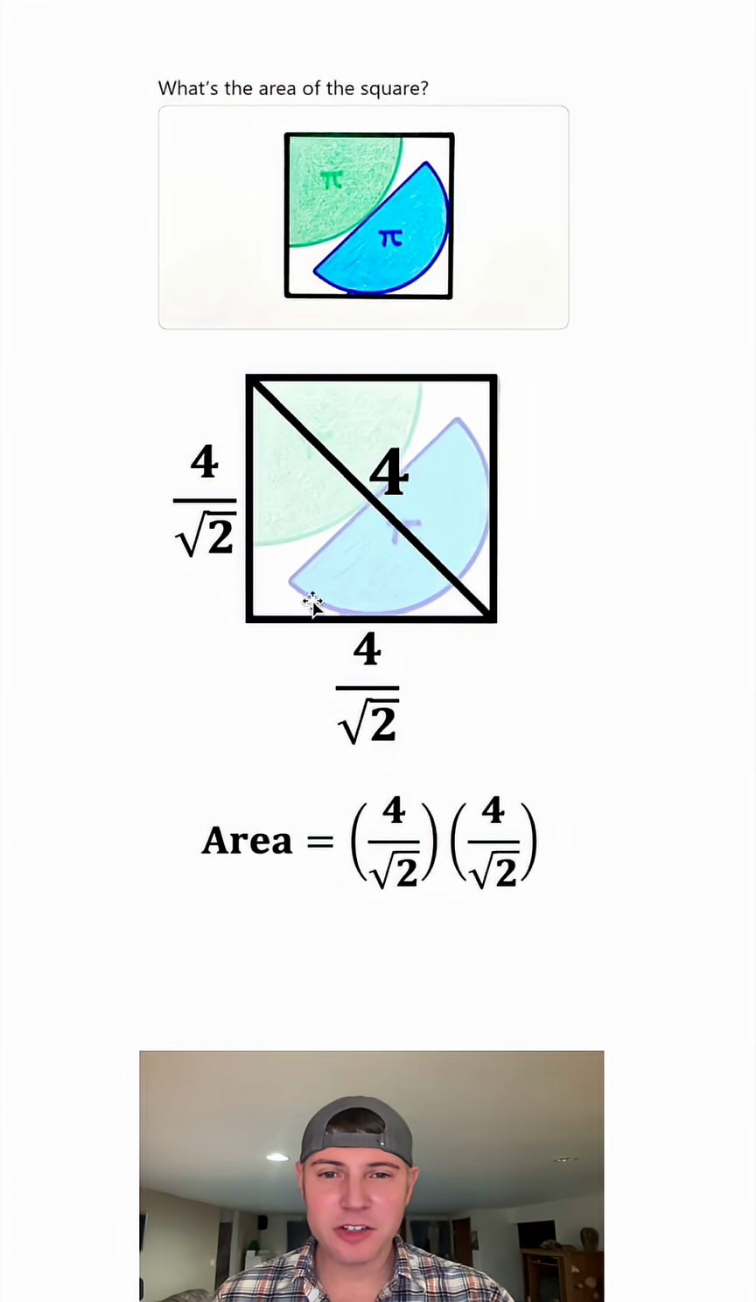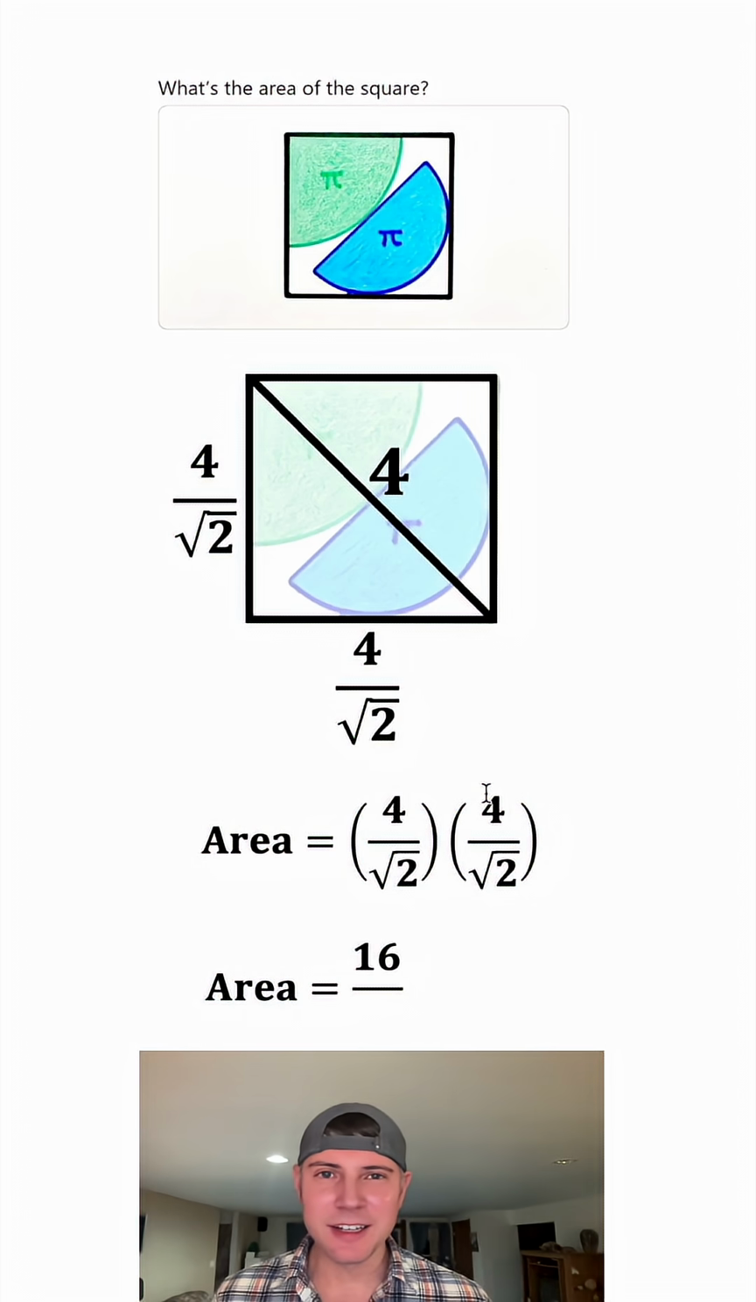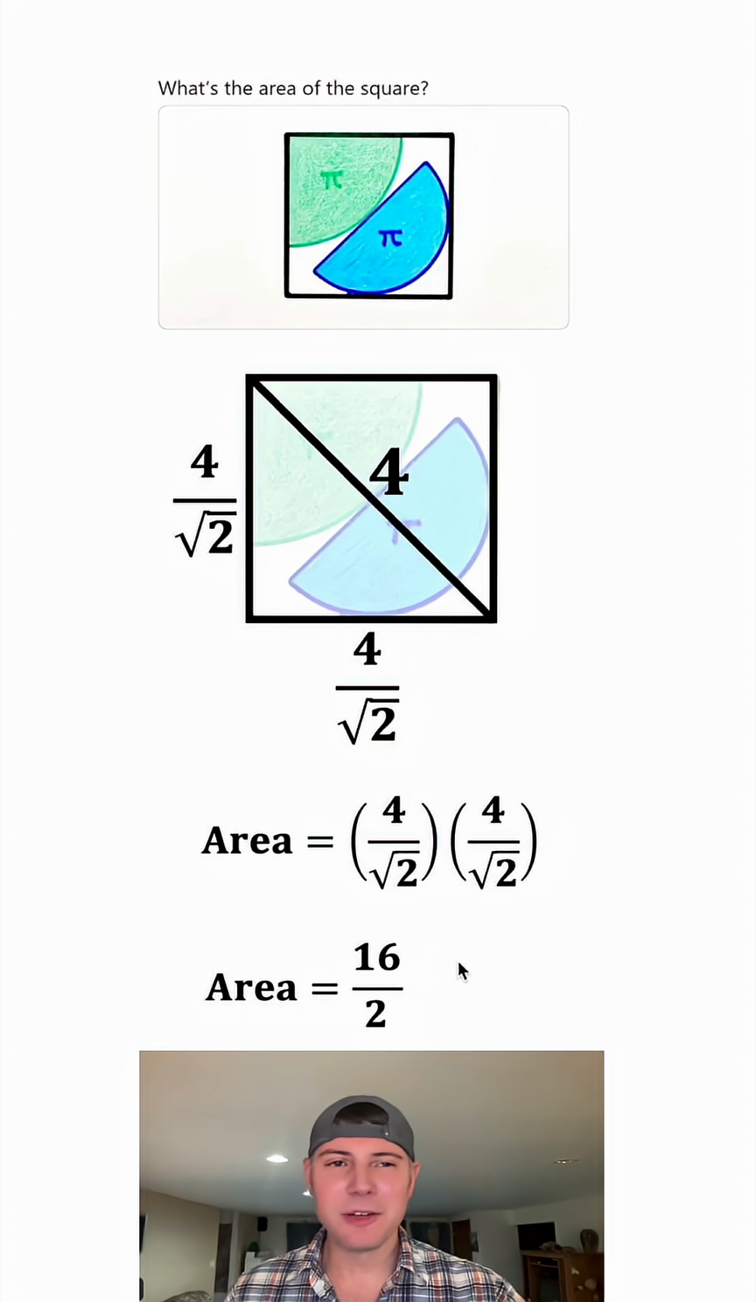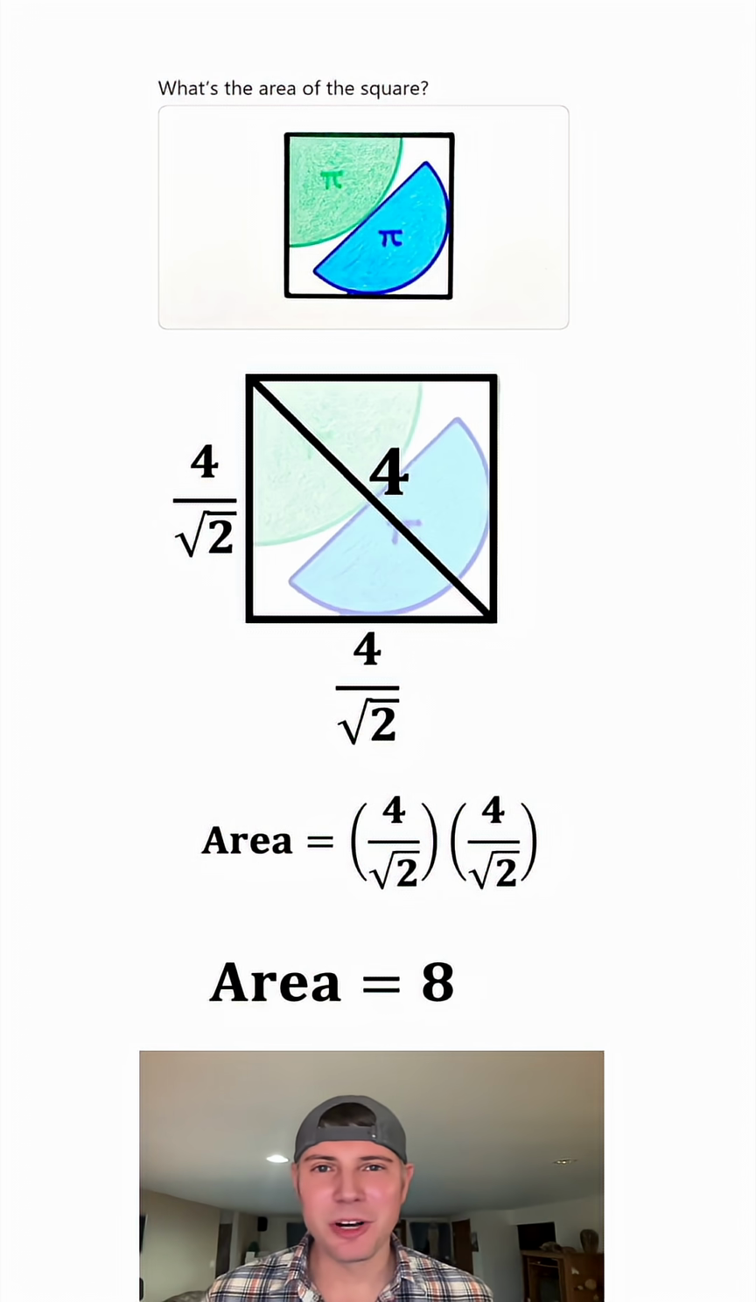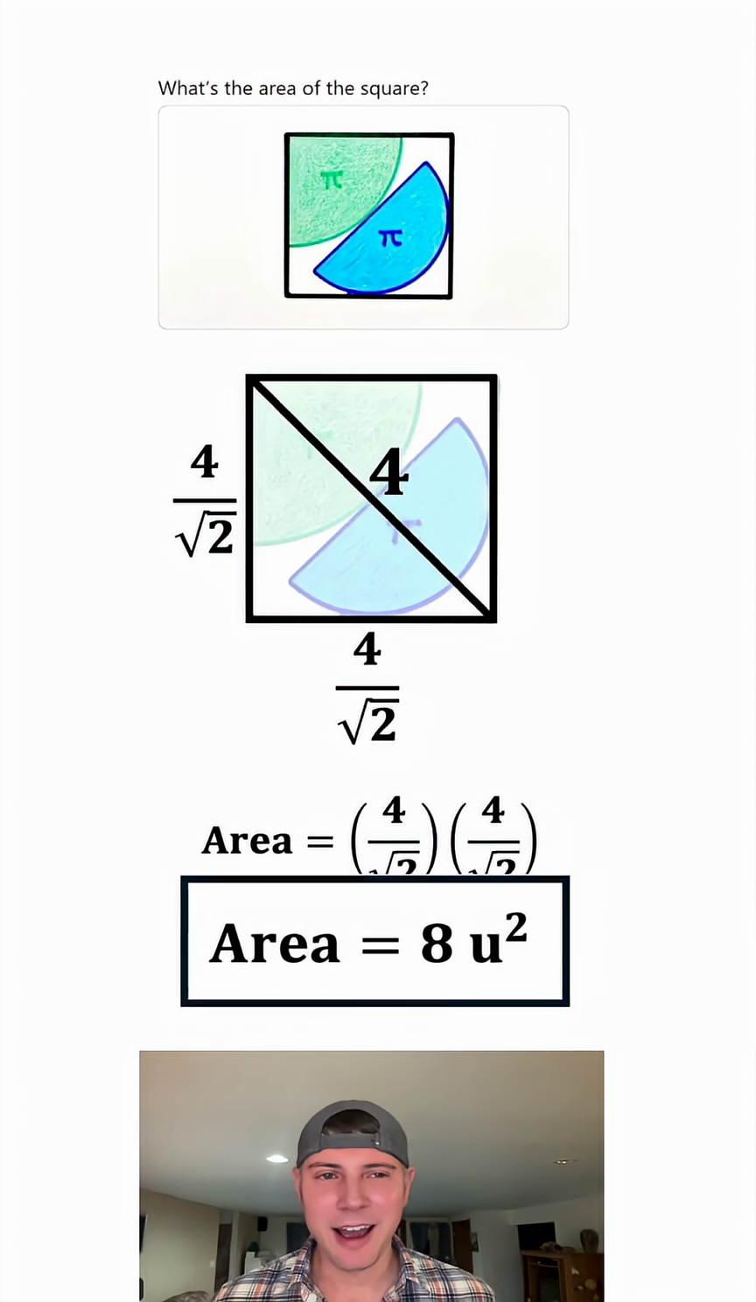And the area of this square will be base times height, which would be 4 over root 2 times 4 over root 2. And that's going to give us a fraction. On top, 4 times 4 is 16. And on bottom, root 2 times root 2 is 2. 16 divided by 2 is equal to 8. And that is the answer to our question. Let's give it a label of unit squared and put a box around it. How exciting.